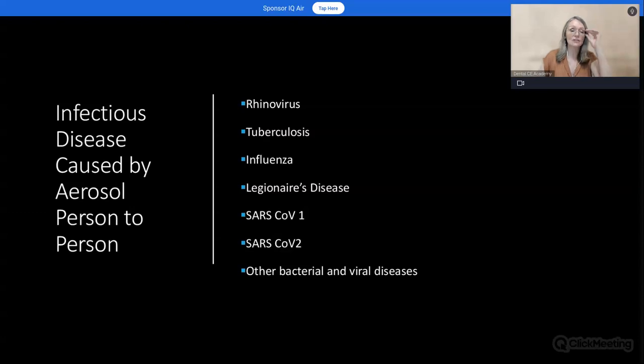So when we talk about infectious diseases caused by aerosol person to person, we're talking about rhinovirus, for instance. Rhinovirus is your sinus or cold virus that goes around, usually seasonally. Tuberculosis, influenza, which is starting to see an uptick. Legionnaire's disease, which is bacterial, found in air conditioners that were not well cleaned, in the water of air conditioners. Certainly coronavirus, SARS-CoV-1 and SARS-CoV-2, and then other bacterial and viral diseases.